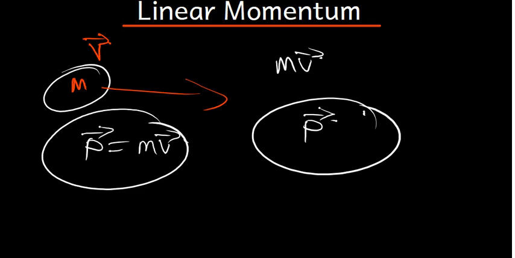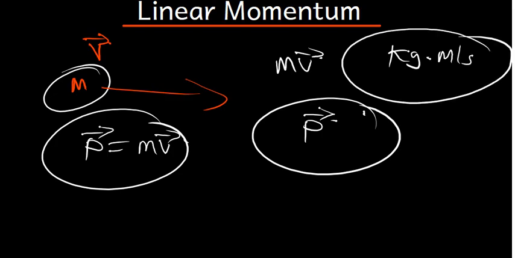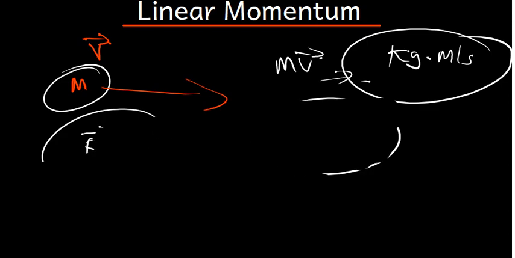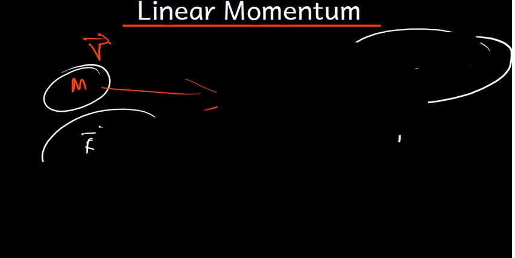Okay. Now let's talk more about momentum. We do know that mass is in kgs, velocity is in meters per second. So we can see that the SI unit of momentum is basically kg meter per second. That is very, very important.